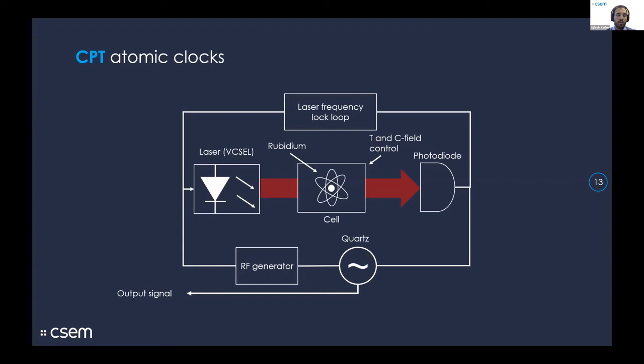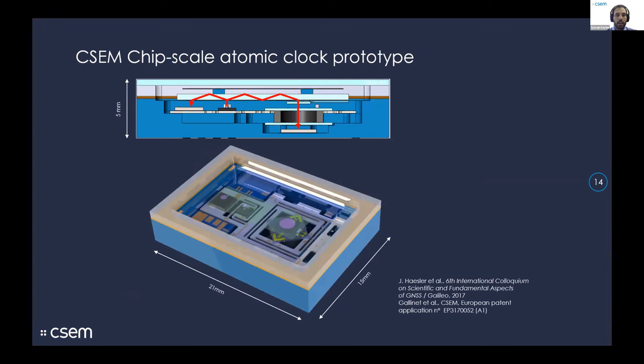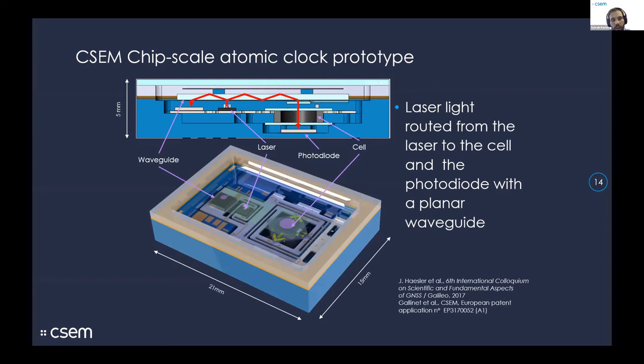So how do we do that in practice? Well, here is a sketch of our prototype. You can recognize here the cell, the laser, and the photodiode. And to route the laser light from the laser through the cell to the photodiode, we use a waveguide. So this allows us to have a very thin and compact packaging for our miniature clock. You have here the dimensions of it. So it's a few centimeters and a few millimeters in thickness.